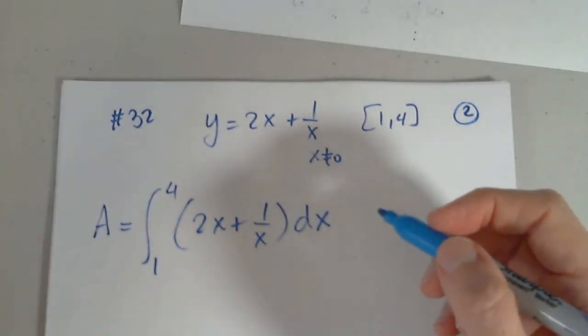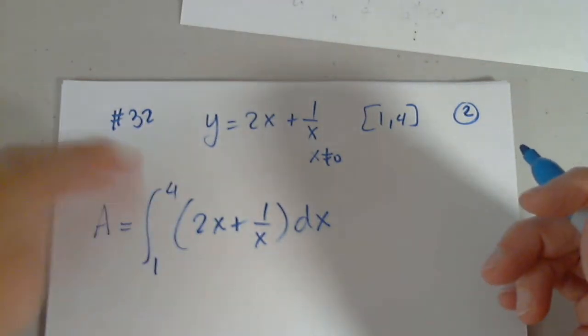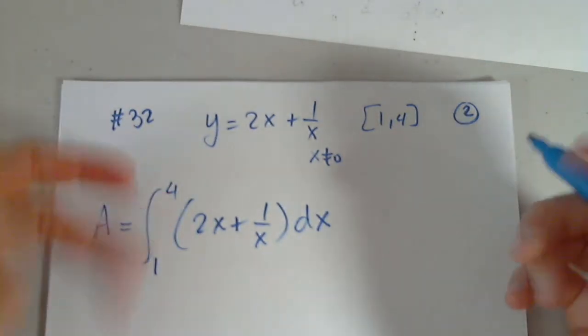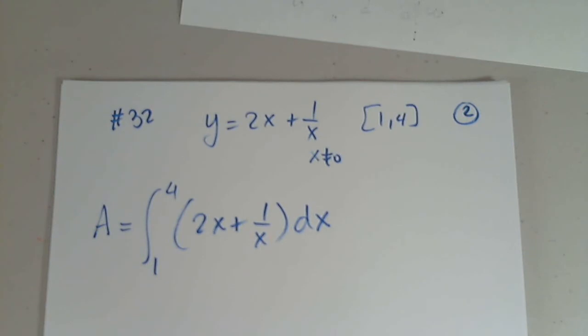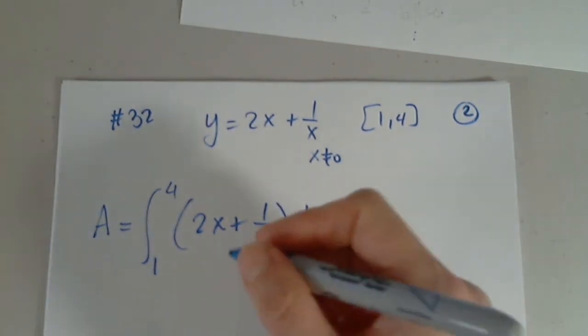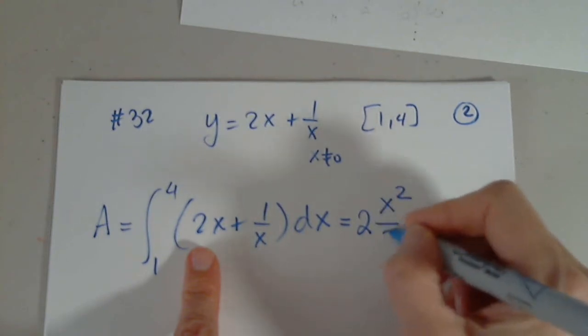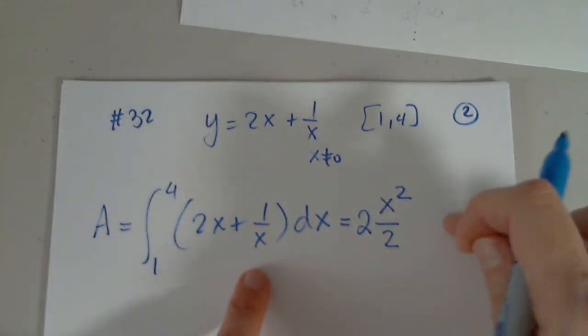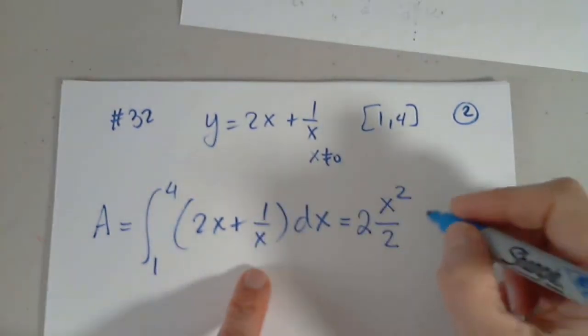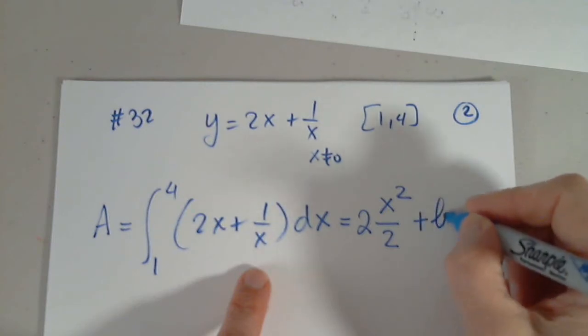You can write it if you'd like. Switch this in a different order if you want, the opposite order, but you have to put a minus in front. So now I have to find the antiderivative of 2x: 2x squared over 2. What is the antiderivative of 1 over x? And I hope you looked at what we did last time.